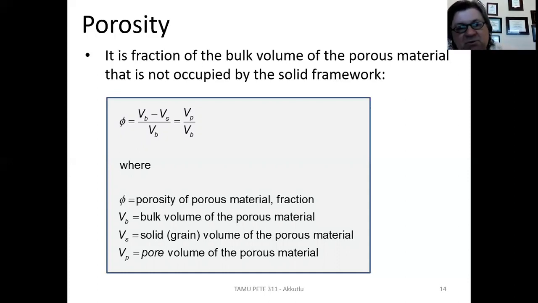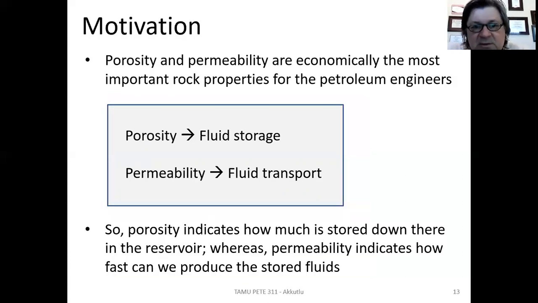We use the Greek letter phi as porosity, and that's almost a universal quantity. Wherever you go in the world, porosity is phi, which is the nice thing about that. So why are we interested in porosity? My motivational slide is that porosity tells me how much fluid is being stored in the reservoir. Actually, it's the most important quantity that we need to perform hydrocarbon in-place calculations, the so-called volumetric calculation.